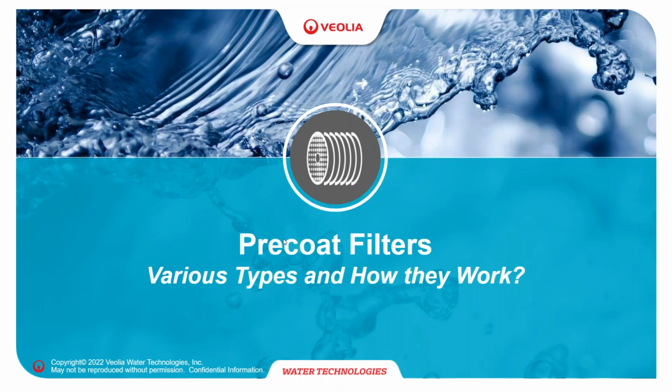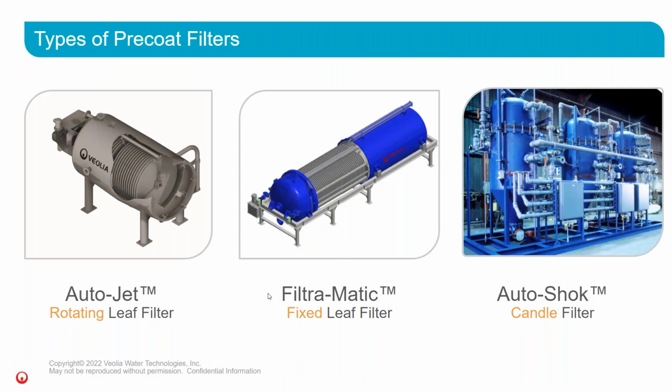So next, we'll look at the different types of Precoat filters we have and how each of them work. We have three main types of Precoat filters. The first one is the Auto-Jet or the rotating leaf filter. We have the Filtra-Matic, which has the fixed leaf filter. And we have the Auto-Shock or the candle filter. For today's presentation, we're going to focus on the Auto-Jet and the Filtra-Matic filters.